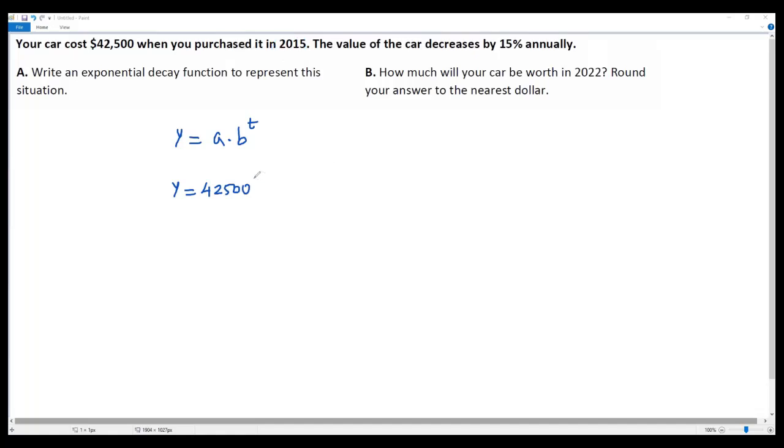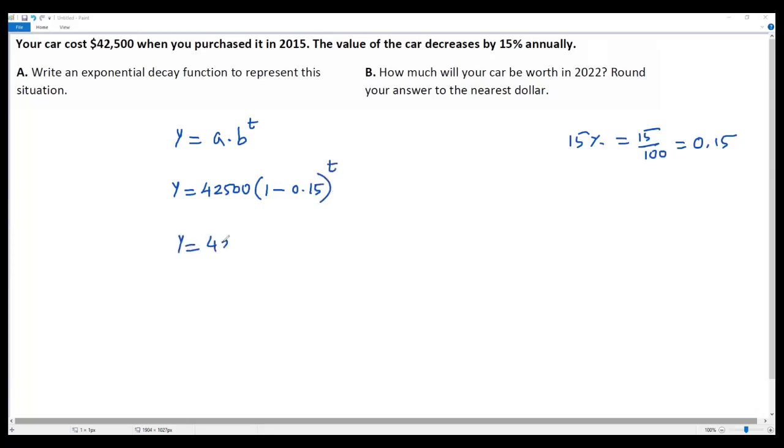Now we have to consider the value of b. For b we have to write 1 minus the rate of decay, because it's exponential decay. The rate of decay is 15%. When I write the rate of decay here, it has to be a decimal. So let's convert this percent to decimal. 15% is equal to 15 over 100, so it is equal to 0.15. So the rate of decay is 0.15, to the power t.